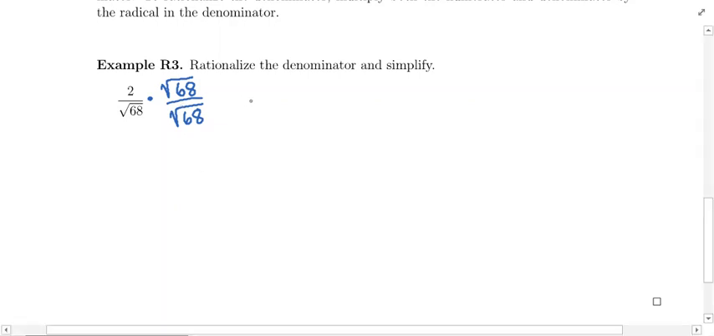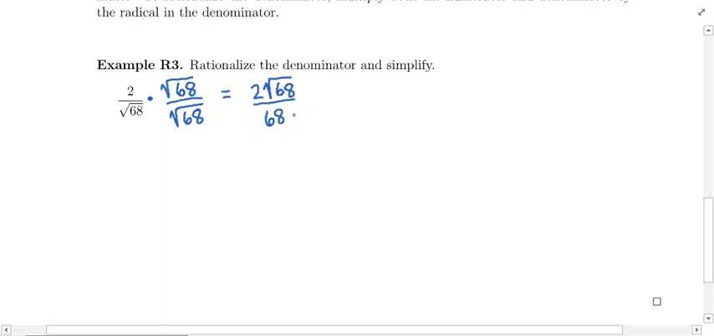So let's see what this does for us. We have 2 fractions that we're multiplying together, so we're just going to multiply across the top and multiply across the bottom. The numerator is going to become 2 times the square root of 68, and in the bottom, the square root of 68 times the square root of 68. Well, we just talked about this. If you take a square root and multiply it by itself, that's the same thing as squaring a square root, you're just going to be left with the number that's underneath the square root.